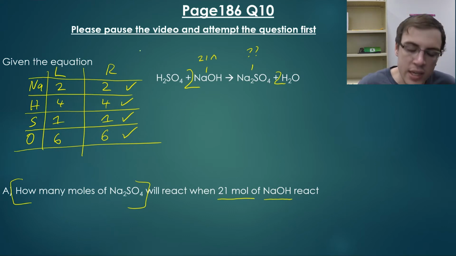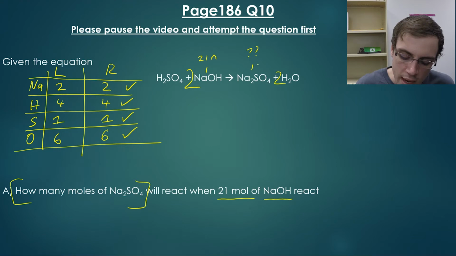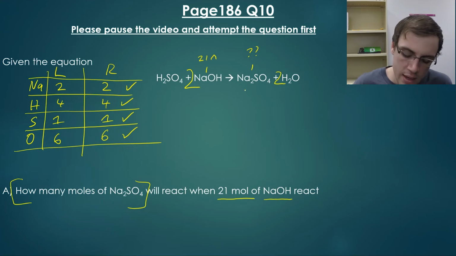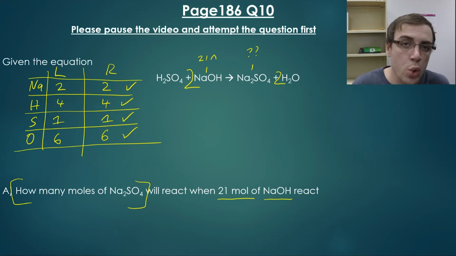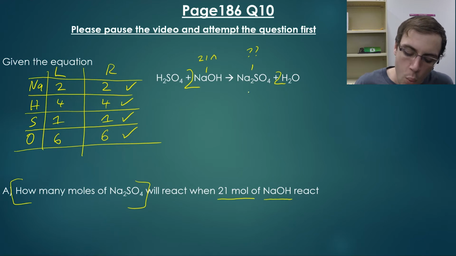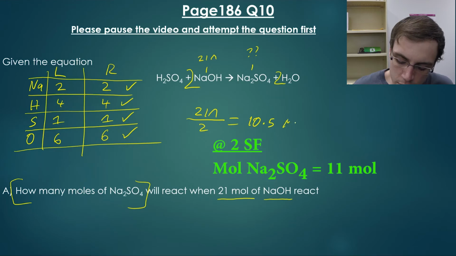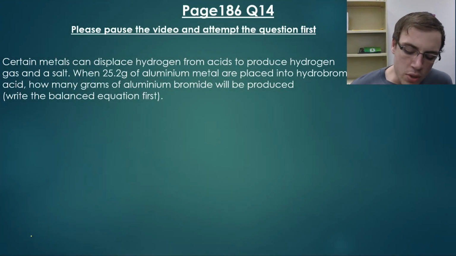So now that our equation is balanced, we can have a look at our molar ratios here. Because, yes, with sodium hydroxide, we have 21 moles, but the ratio between sodium hydroxide and sodium sulfate is 2:1. For every 2 molecules of sodium hydroxide, we only make 1 of sodium sulfate. So that means the amount of sodium sulfate is 21 moles divided by 2, and that gives us 10.5 moles. Okay, so let us now push on to question 14.